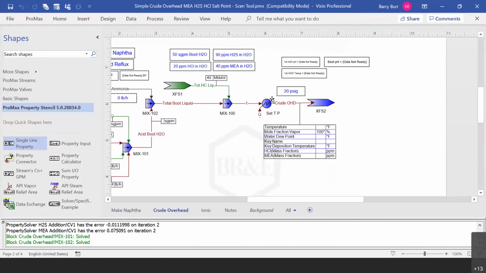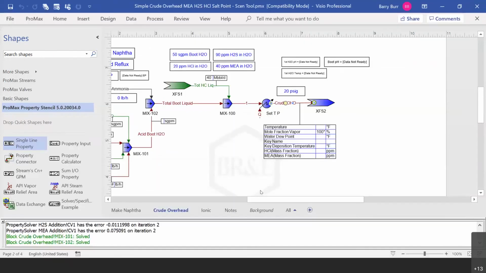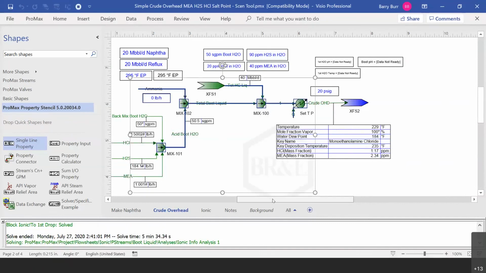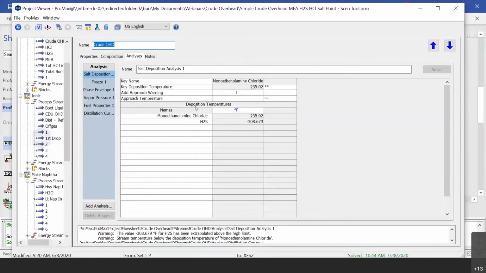We apply that salt deposition analysis here. So I'm just going to see if I can get away with just solving a few of these blocks without the solvers. Okay, so here you see before that stream is calculated, these are empty, but now we have the deposition temperature of 235 degrees for the monoethanolamine chloride.